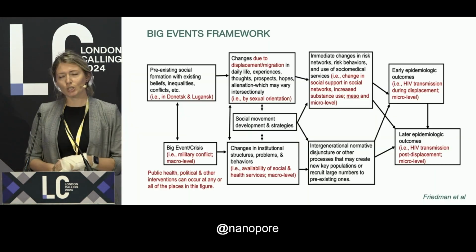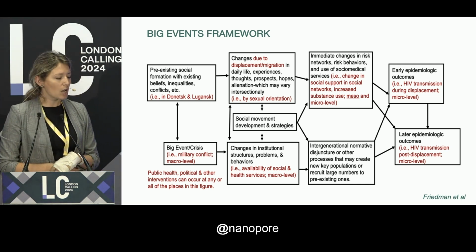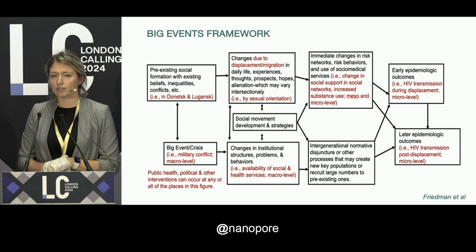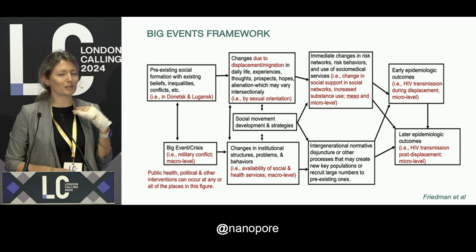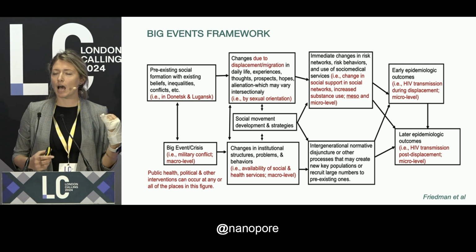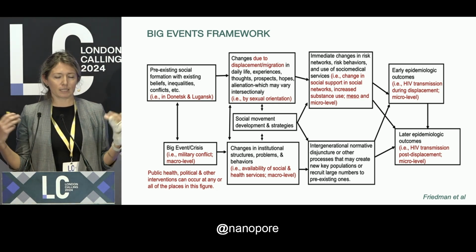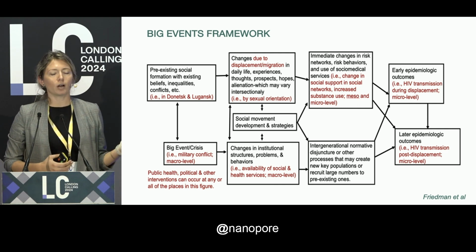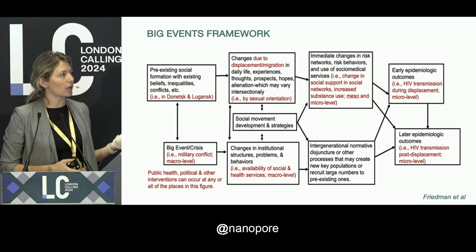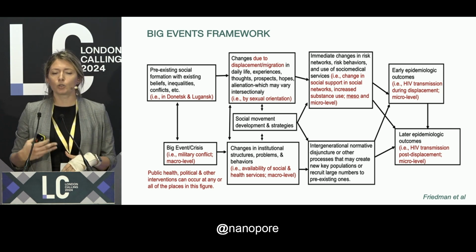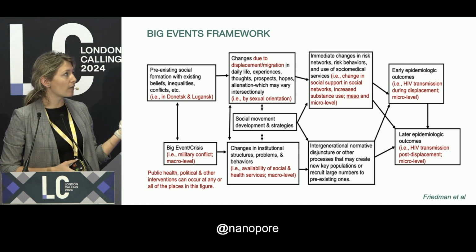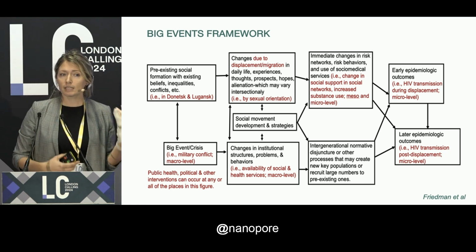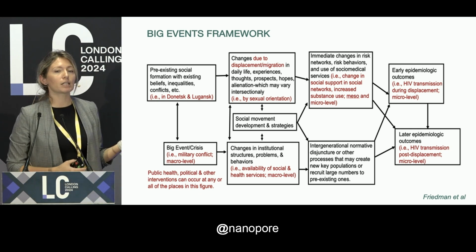At the time, I was a PhD student working with my supervisors, trying to understand how that would affect the HIV epidemic in the country. And one of my mentors, who's a sociologist by training, has developed this framework that we call the big events framework that describes how big events, disruptive events such as military conflicts, environmental disasters, economic conflicts, can disrupt the current norms, physical norms, social norms, cultural norms, and how that will have certain epidemiological effects.